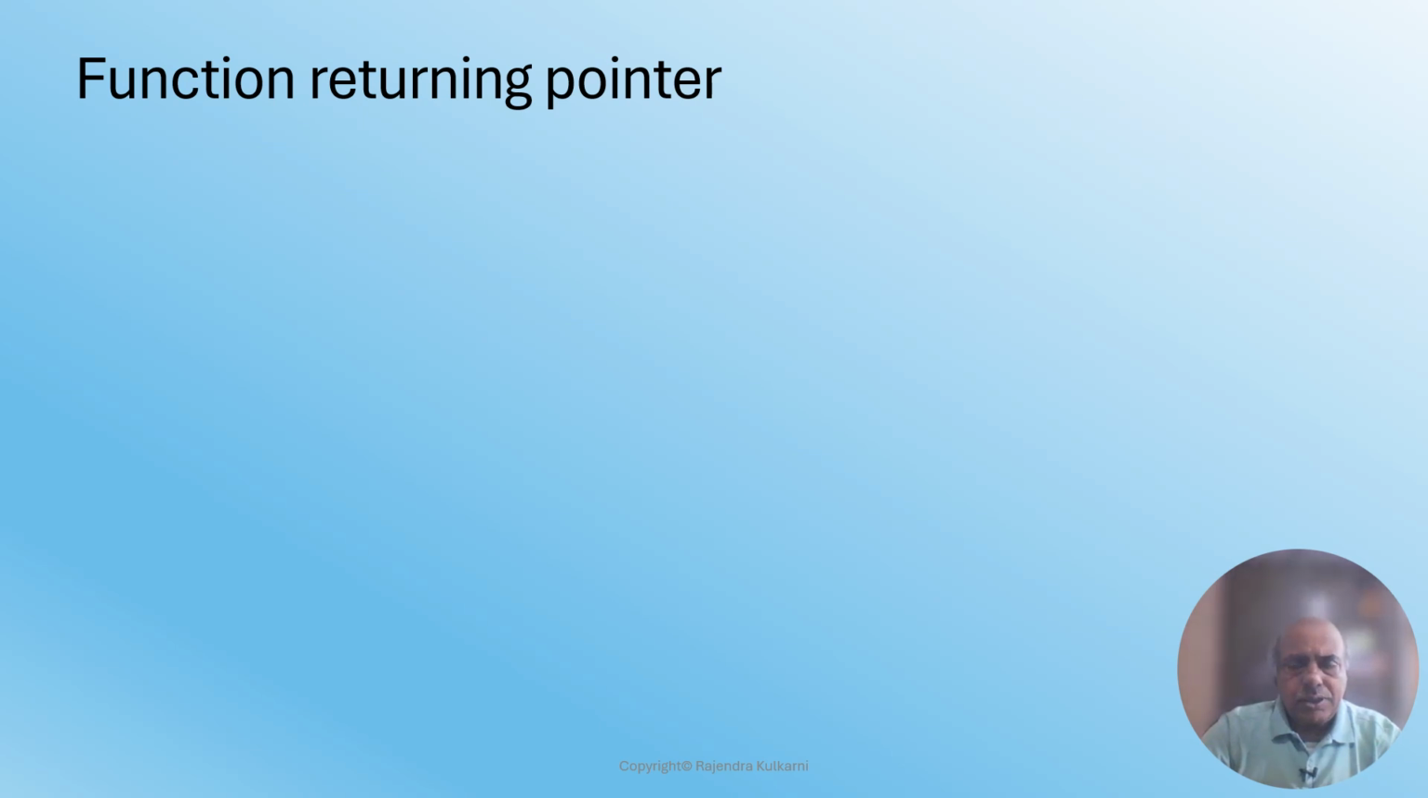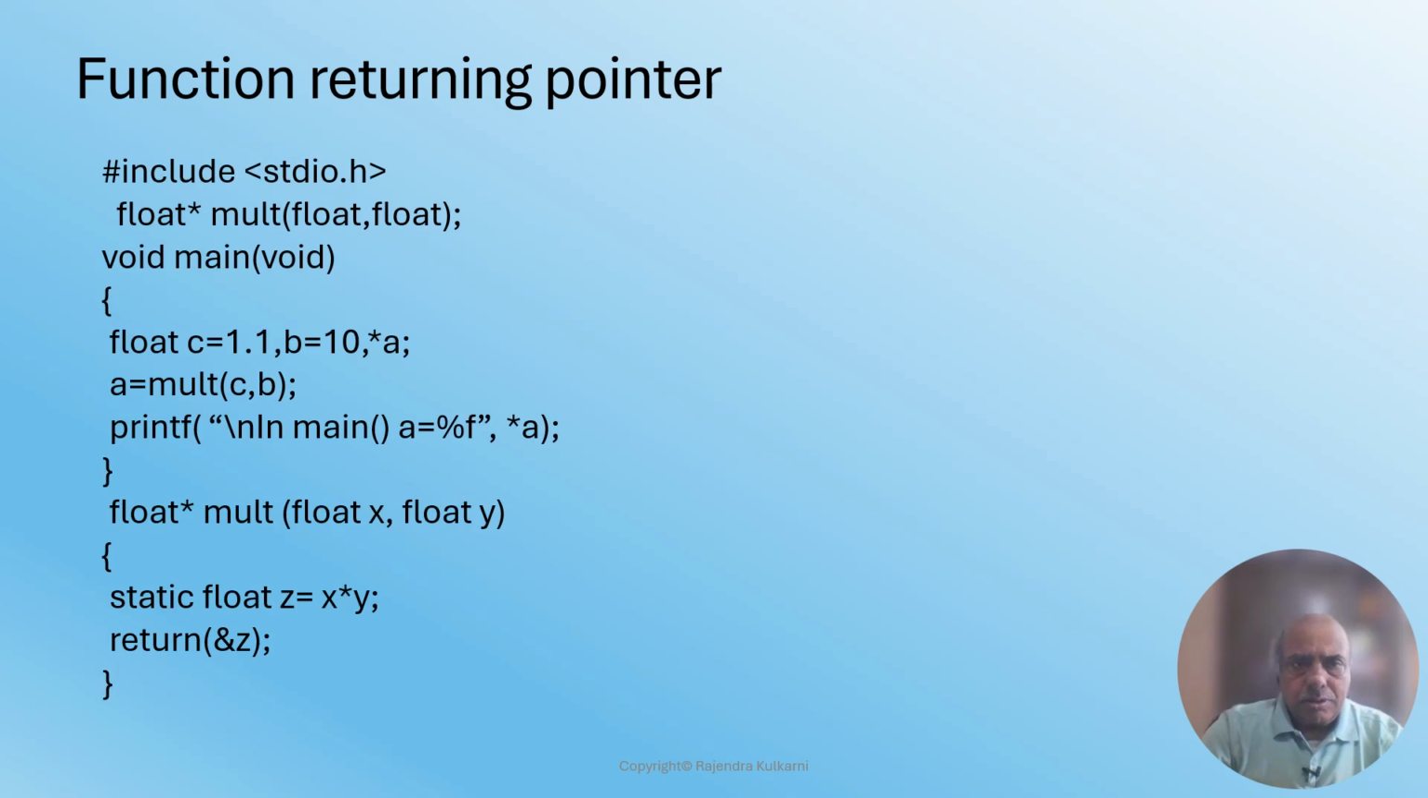Now let us go with another program. Again the same prototype, function float star mult float float. I again declared three variables of type float in main, where c is 1.1, b is equal to 10, and a is a pointer of type float. To this a, we are going to assign the value returned by the function mult, where we are passing c and b as the values.